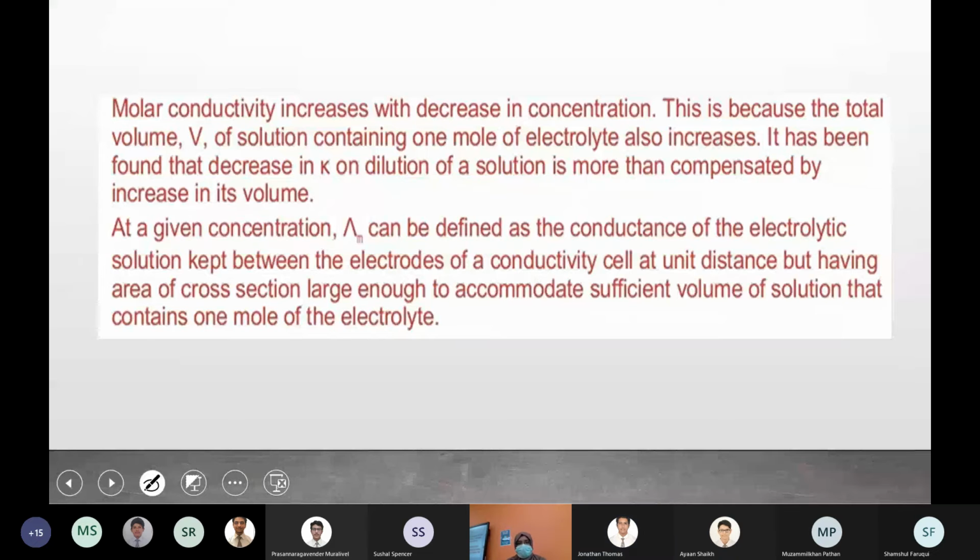Understanding the difference and their variation with the dilution is important. What is conductivity? How the conductivity changes on dilution. What is molar conductivity? How the molar conductivity changes on dilution. And that too explained for strong and weak electrolytes separately.